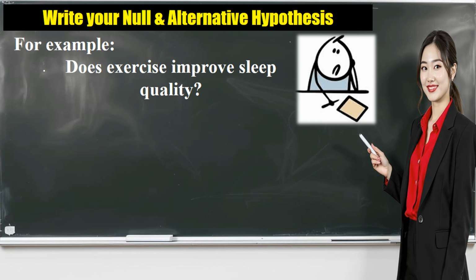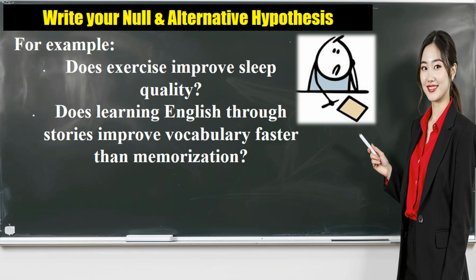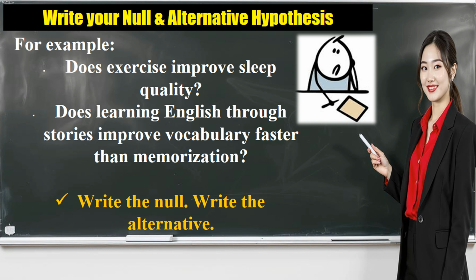Motivation and challenge. So here's my challenge for you. Think of one question. It could be in your studies, your field, or even your daily life. Now try writing both the null hypothesis and the alternative hypothesis. For example, does exercise improve sleep quality? Does learning English through stories improve vocabulary faster than memorization? Write the null. Write the alternative. And suddenly you'll see your idea has transformed into a research-ready plan.